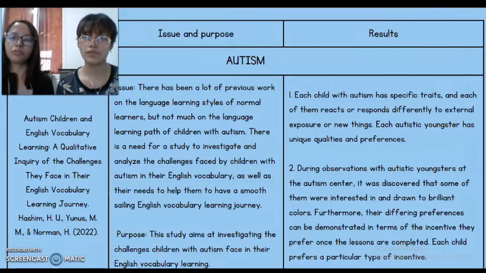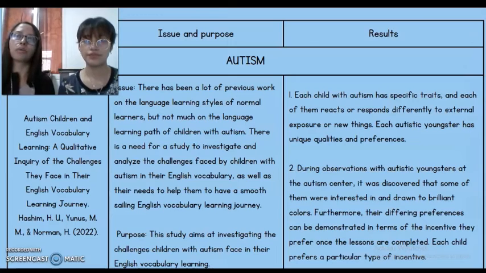The issue of this paper is that the author says that there are many investigations about the learning styles of typical learners, but they saw in the report that there is not much information about the learning processes of children with autism. So with that study, they aim to investigate the challenges that students with autism face in the daily process of learning English vocabulary.